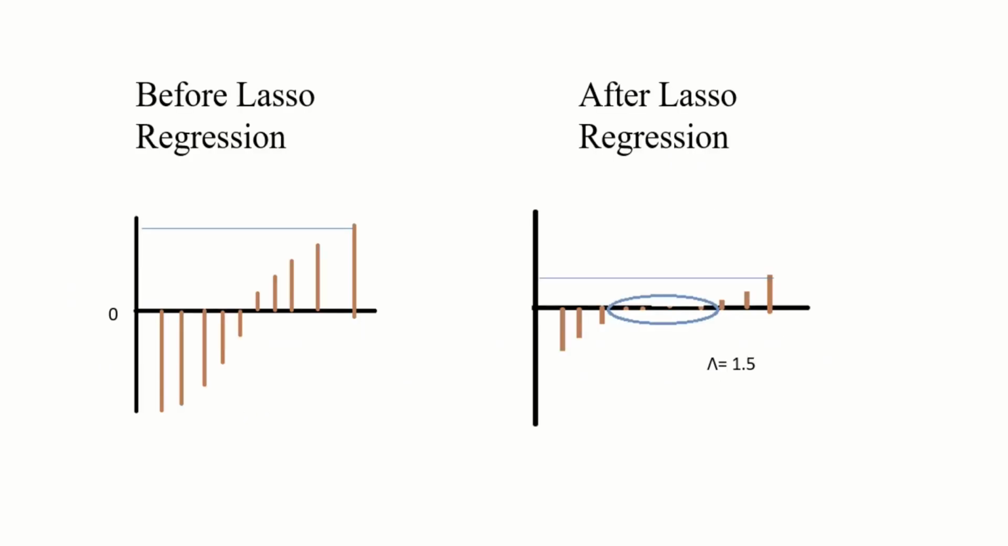Here we can see the visualization of how Lasso regression works. Suppose before Lasso regression there were 10 independent variables and each of them had the coefficient as given here. After applying Lasso regression, the same 10 independent variables get reduced to only 6 independent variables, whereas it has brought down 4 useless independent variables, according to that model, to completely 0.